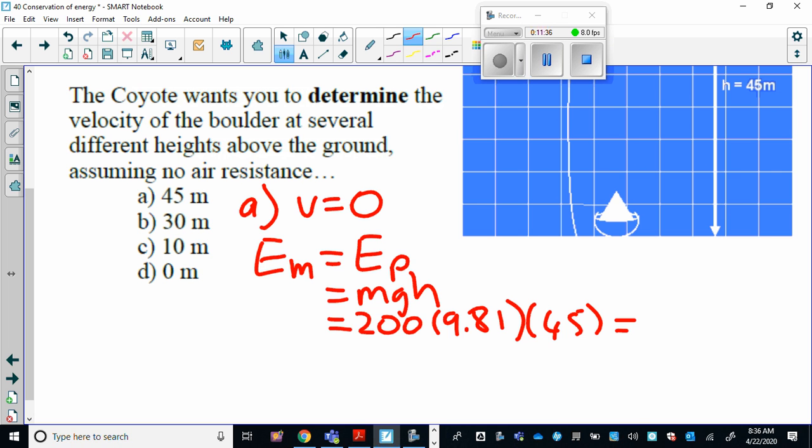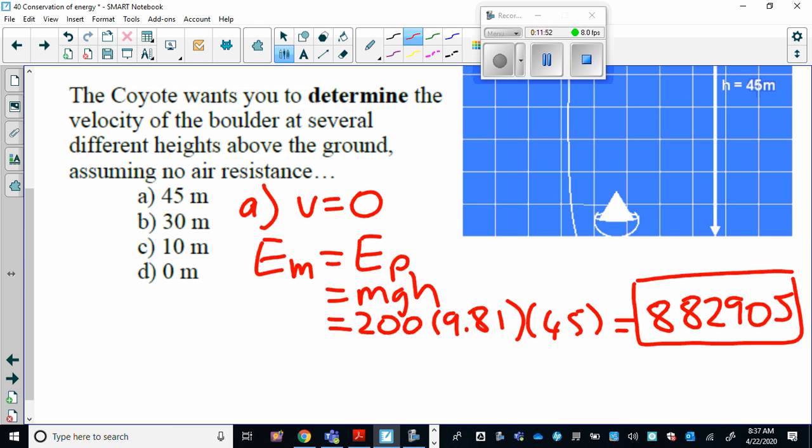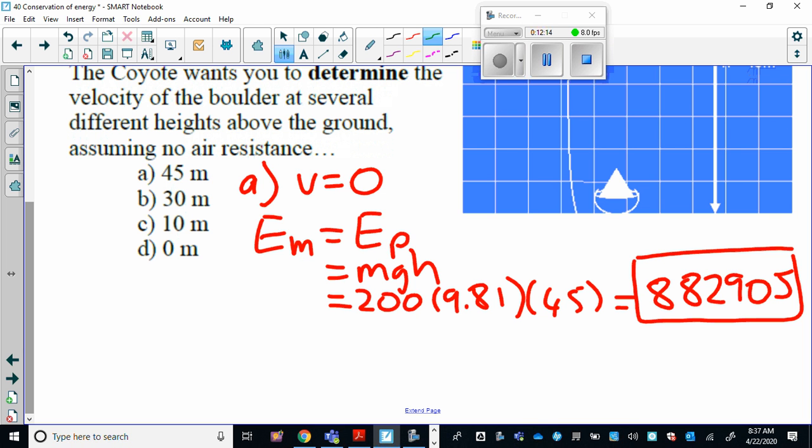and that gives us a value of 88,290. Let's remember, that's the mechanical energy, and no matter where the boulder is, it will always have that much mechanical energy. And knowing that is going to enable us to calculate the velocity much faster than if we just repeat this whole process every time. So now we can start doing the other questions.